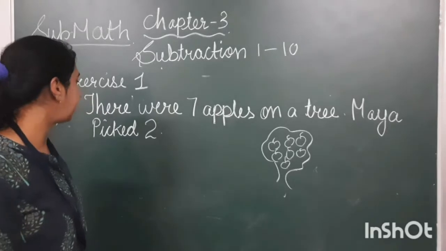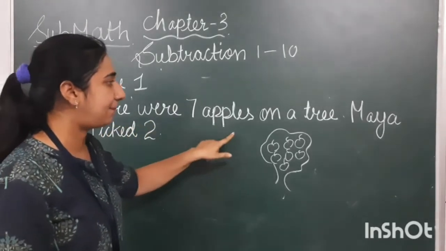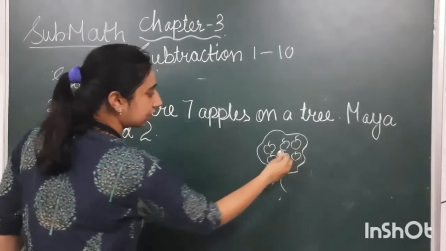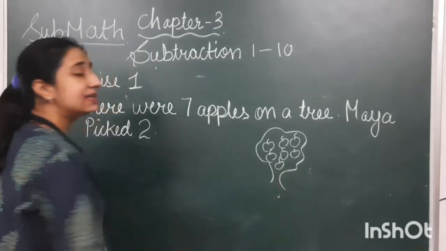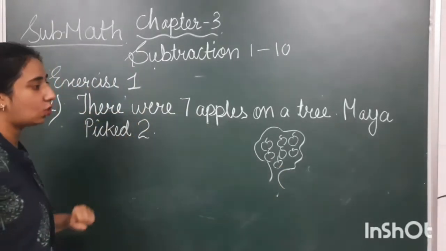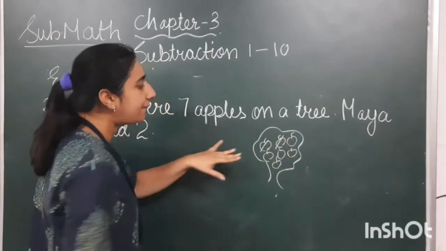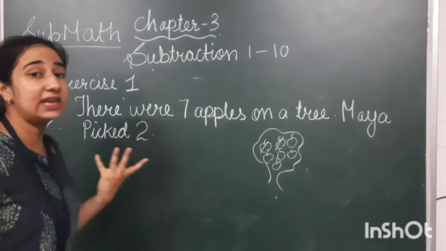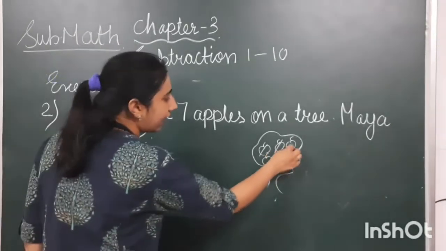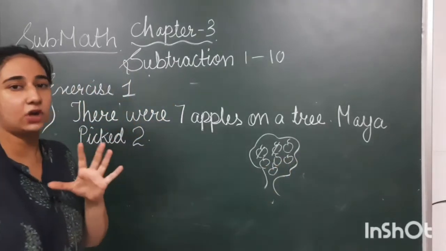Now let's do sum number 2. There were 7 apples on a tree. How many apples were there? 1, 2, 3, 4, 5, 6 and 7 apples on a tree. Maya picked 2. This 1 and 2, Maya picked them. Now how many apples are left on a tree? Let's count. 1, 2, 3, 4 and 5. 5 apples are left on a tree.